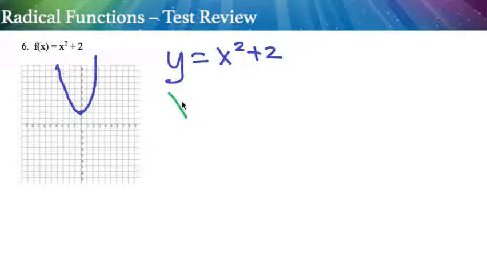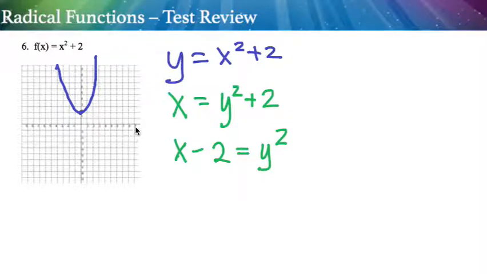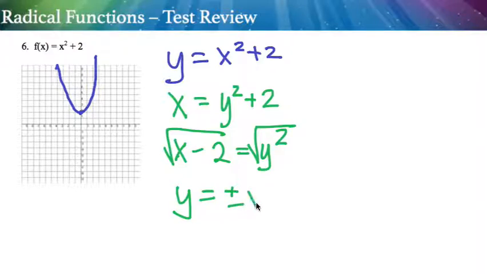So then I'm going to switch x and y, okay? And then I'm going to subtract the 2 over on the other side. In order to do this, I have to square root both sides. So then I'm going to square root and square root. What happens when you square root something with an x? You're going to do plus minus. So it's going to give you y equals plus or minus the square root of x minus 2. So that means that I'm going to shift it right 2.